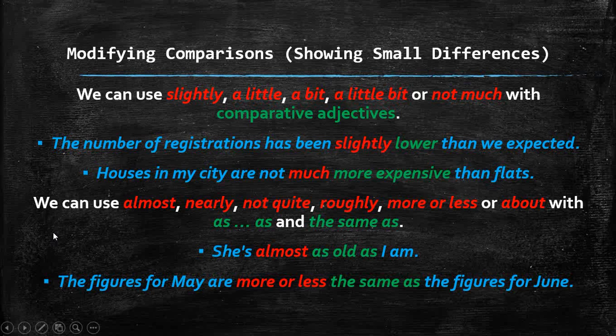We can use almost, nearly, not quite, roughly, more or less, or about with as, adjective, as, and the same as to show a small difference between objects, people, or situations. For example, she's almost as old as I am. There is a small difference between her age and my age. The figures for May are more or less the same as the figures for June.